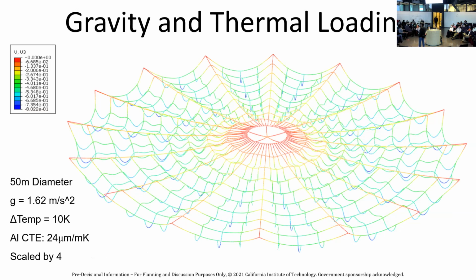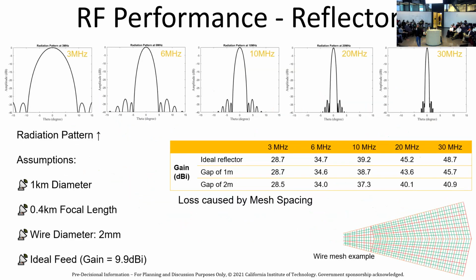Things seem to work. Then the RF performance of a mesh like this. You might be wondering, what is this mesh that I keep talking of? If I take an aluminum foil and spread it out to a kilometer in size, it's going to weigh a lot more than 2 tons. So what is this weight?